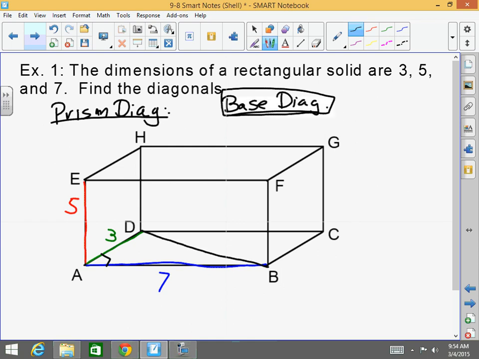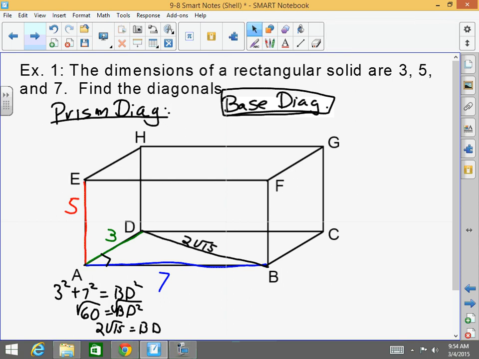Okay? You with me here? How do we find BD? Pythagorean Theorem. 3 squared plus 7 squared equals BD squared. 21 plus 49 is 60. Square root both sides, brothers. 4 times 15 is 60, so this is 2 square root of 15. That is my base diagonal BD. Do you see what I did there? Do you see how easy it actually is?